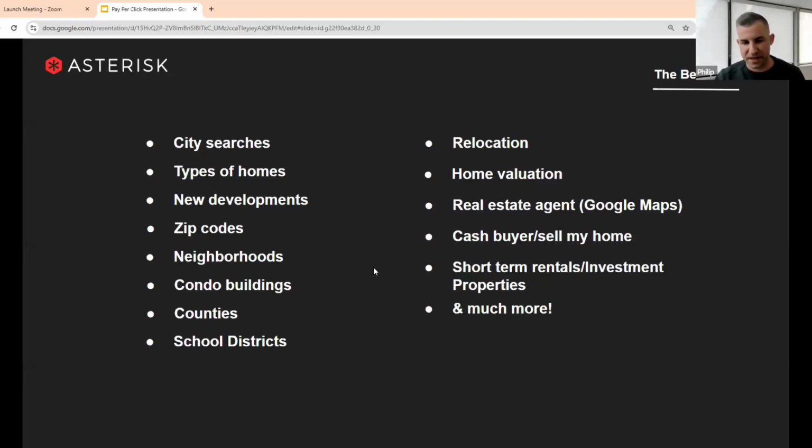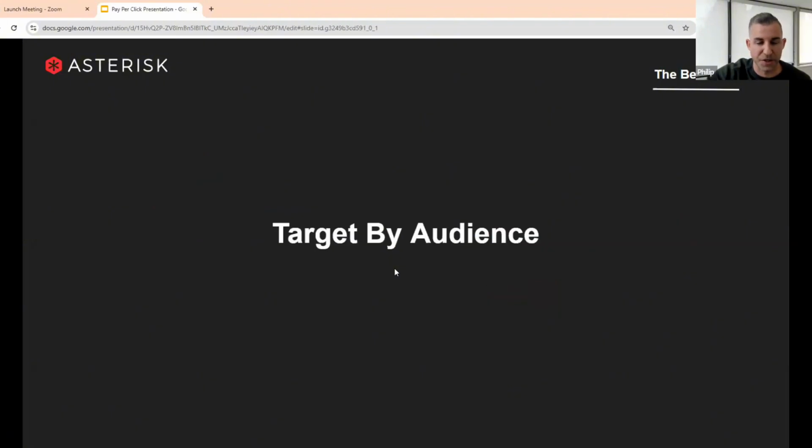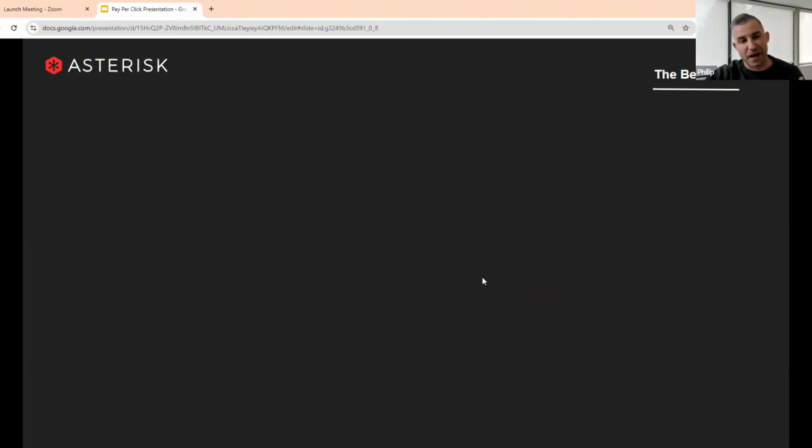These are some of the heavy hitters, but you can target a bunch of different stuff. You can go after blogs like best neighborhood in whatever, Fort Worth, right? You can go after informational searches as well. So there's just a ton of opportunity to get really, really creative and do things that a lot of people are not doing. And then you can get in by audience.